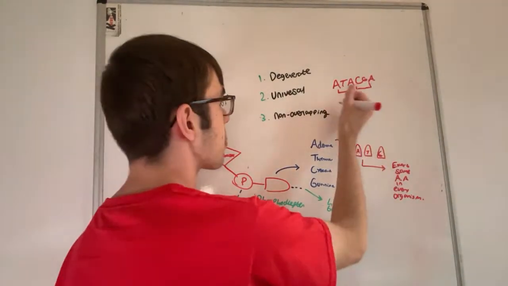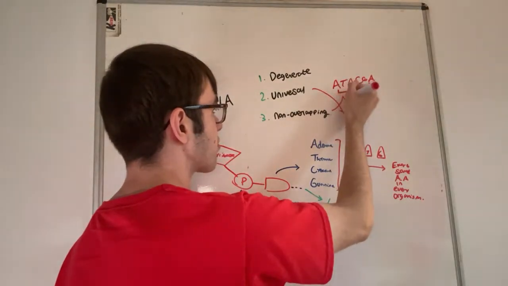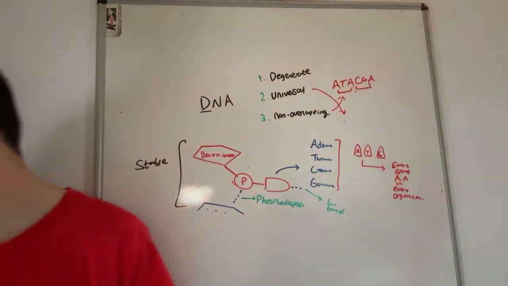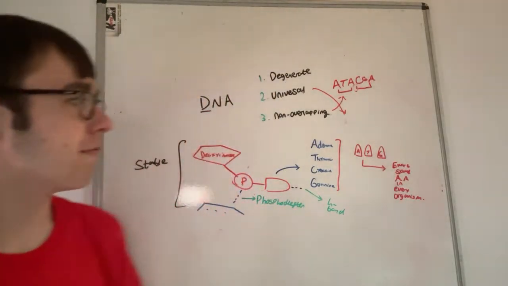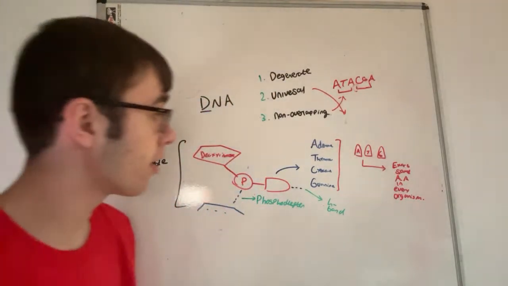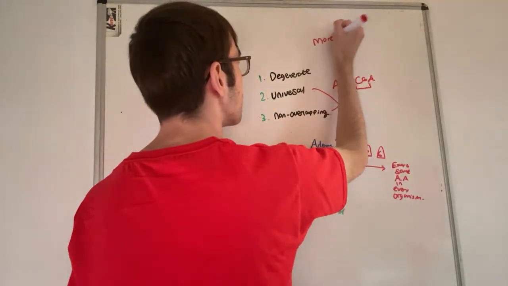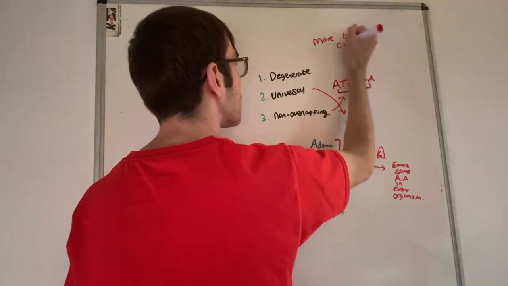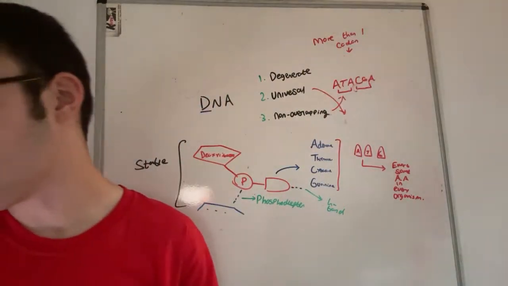So, sorry, that's universal. That's non-overlapping. Degenerate. More than one codon codes for each amino acid. Okay, that is what I was trying to say, but I couldn't word it right. So yeah, more than one codon. More than one codon codes for the same amino acid.